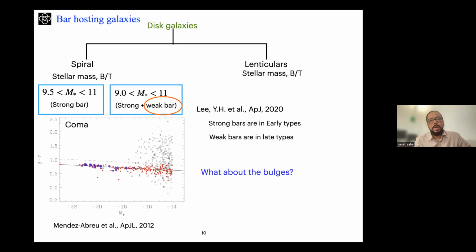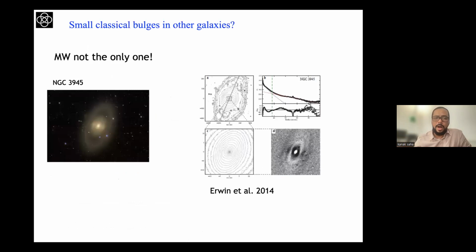Coming to the bulge to total ratio, originally we used to have the general idea that the lenticular galaxies, or the S0 galaxies, have the most massive bulges, but that's not quite true. Lenticular galaxies also have a lot of low mass bulges, as several studies have already shown. So it's not very clear whether the bulge to total ratio plays a role in hosting a bar. When I'm talking about the bulges, I'm talking about the classical bulges, and we already know that there is a hint of a small classical bulge in the Milky Way, and in other galaxies also.